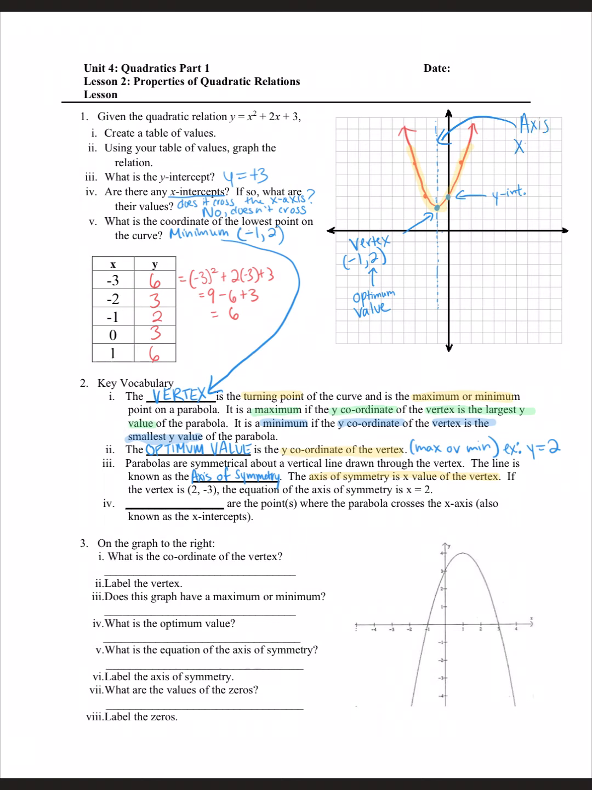So if we come back up to our equation, our axis of symmetry is going to be at x equals whatever the x value of my vertex is. The x value of my vertex is -1, right? So we're at x equals -1 for our axis of symmetry.